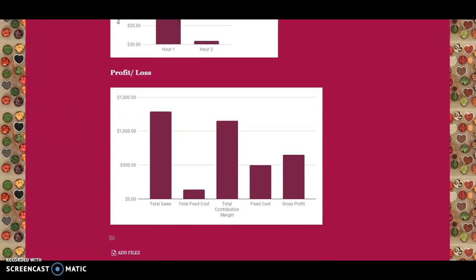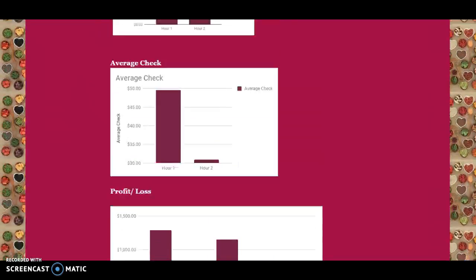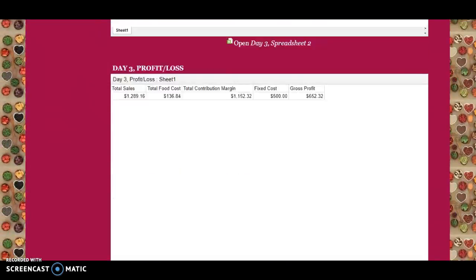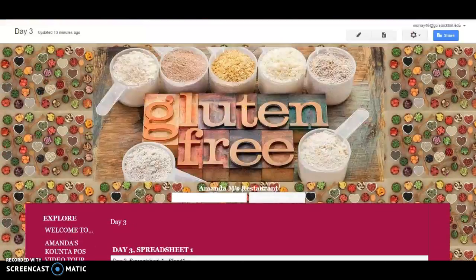For profit and loss, you can see the total sales, total food costs, total contribution margin, fixed costs, and gross profit. So you can see in gross profit, I did make a profit for today, in day 3, and it was just over $500. So that's it for day 3. In the next video, I'll go over the 3-day summary, so day 1, day 2, and day 3 all combined.